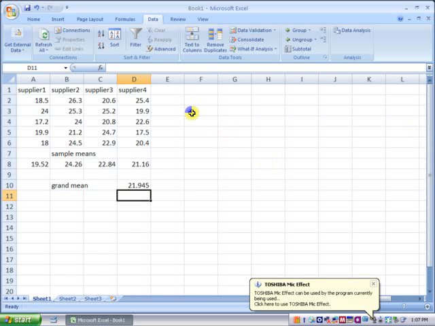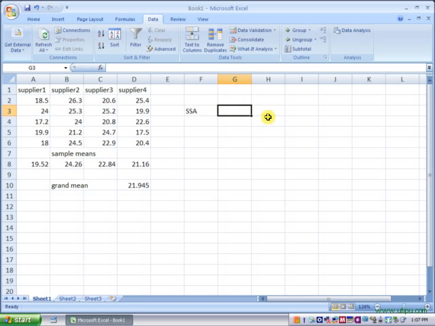Now let's get our SSA, sum of squares among the groups. What we want to do is subtract the grand mean from each sample mean. So here's the grand mean and here's the first sample mean. So let's subtract that and square it.